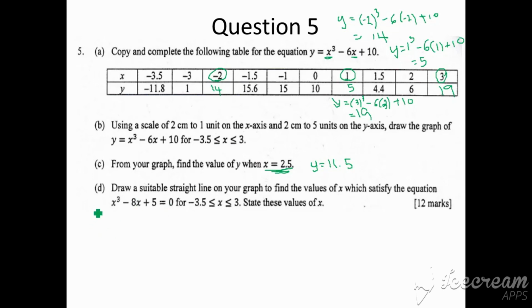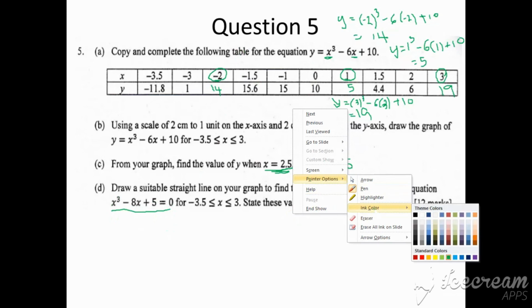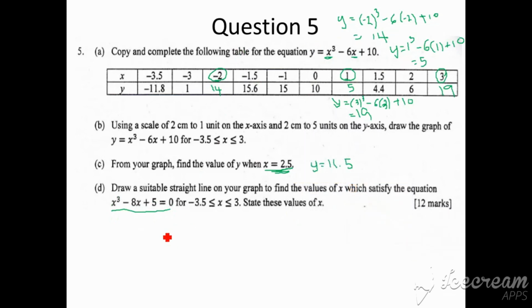D, draw a suitable straight line on your graph which satisfies this equation. To answer this part, first you copy the equation given in A. Y equals x cubed minus 6x plus 10. This is given in the equation here. Okay, and then you copy down the equation given in D, but you have to rearrange it. Left hand side, it can only be y or 0. So you put y and you put 0 here. Then on the right hand side, x cubed minus 8x plus 5.